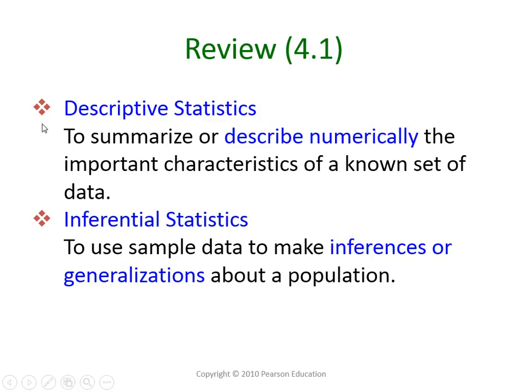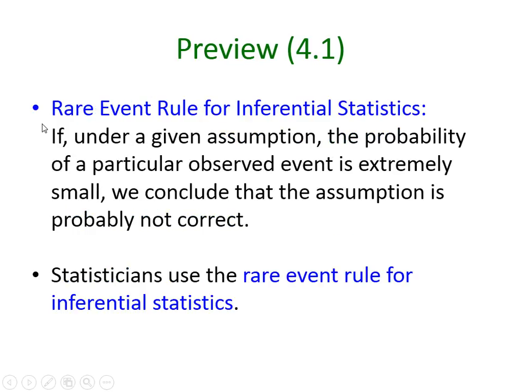On the other hand, inferential statistics we haven't really gotten into yet, it's coming, is to use the sample data to make inferences or generalizations about an entire population. So that's something that we're going to go into, not yet, but soon. In this chapter, some of the main things we're going to talk about is the rare event rule for inferential statistics. And I guess we do a little bit of inferential in this chapter, now I think about it, which is if under a given assumption, the probability of a particular observed event is extremely small, we conclude that that assumption is probably not correct.